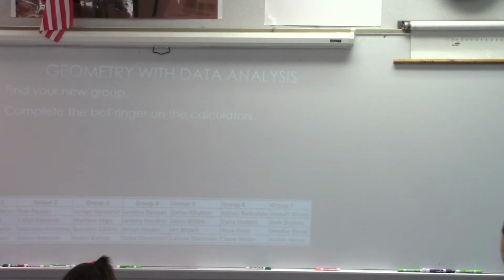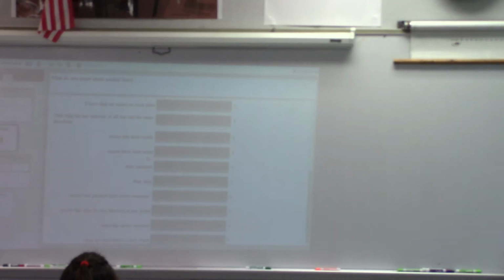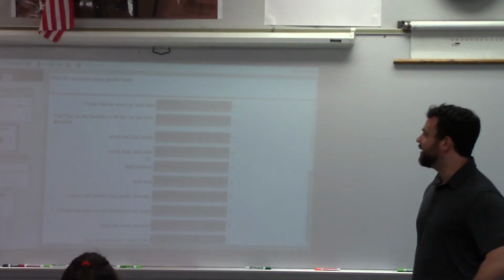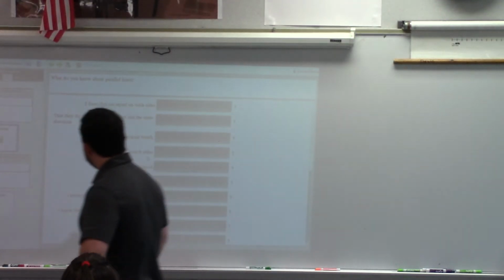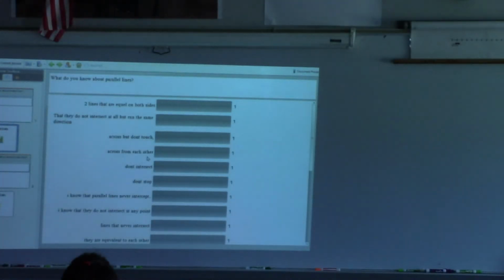All right. Let's look over. Let's talk a little bit about the parallel lines and just see what we originally were thinking. The bell ringer was on parallel lines. So what do you know about parallel lines? Two lines that are equal on both sides but don't touch. They do not intersect at all, but run in the same direction. Across from each other, don't intersect.